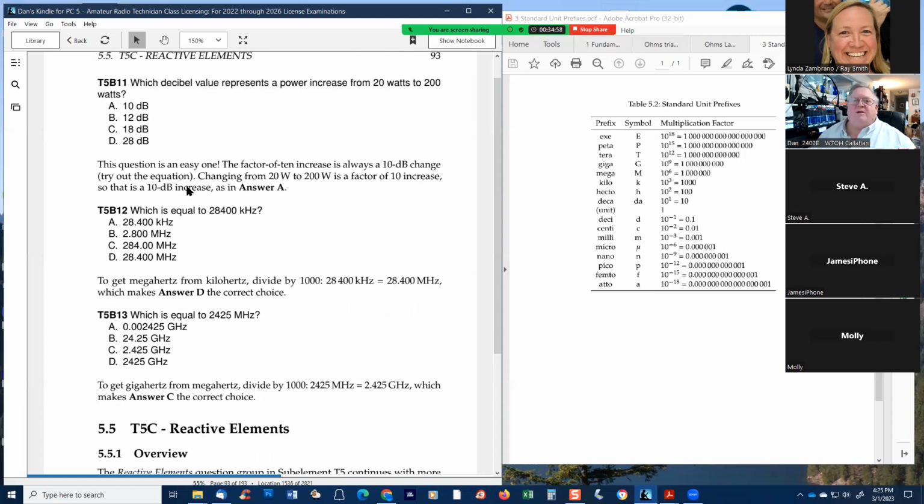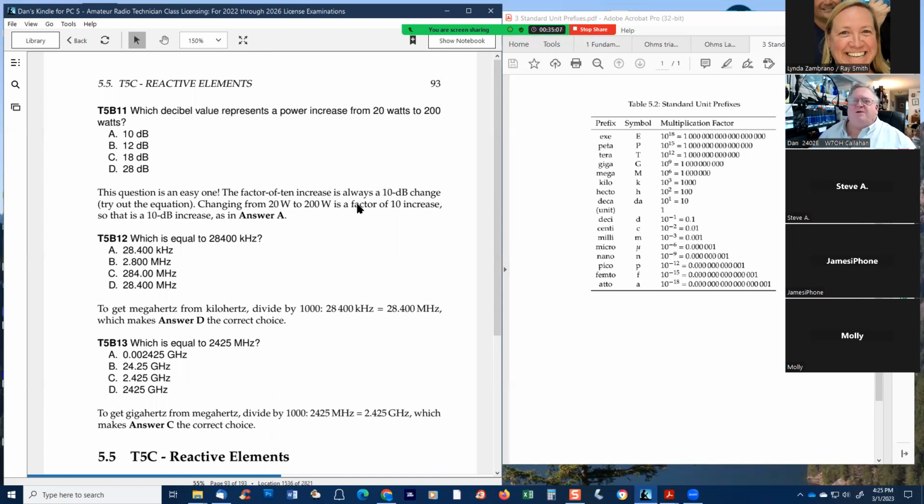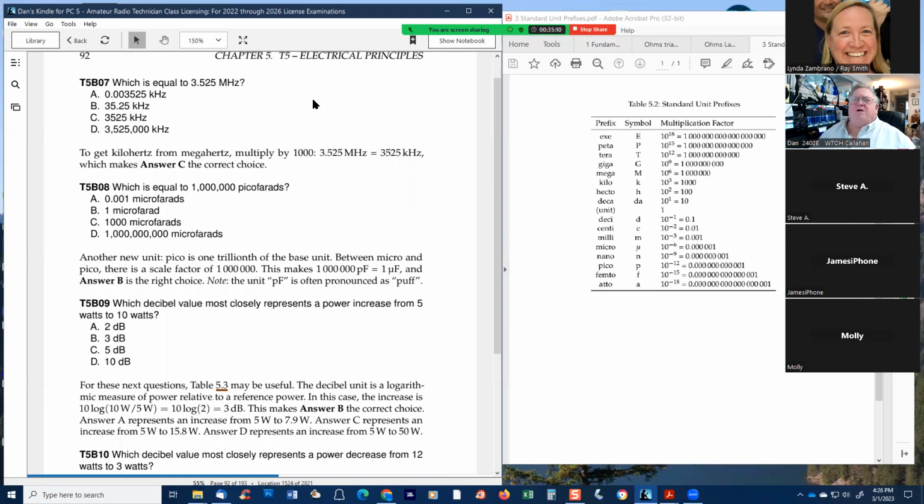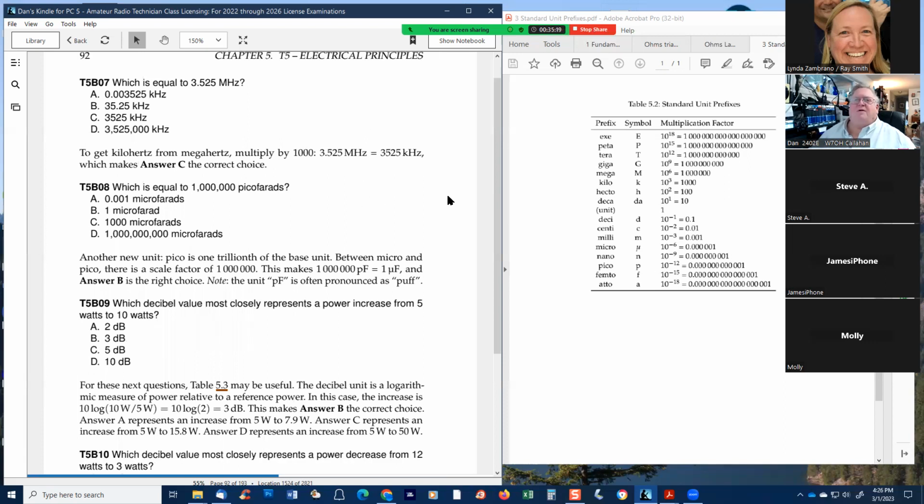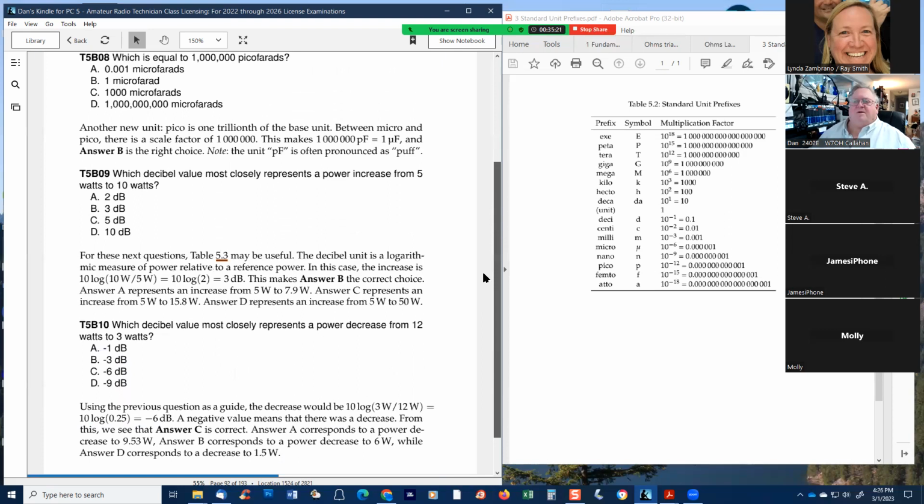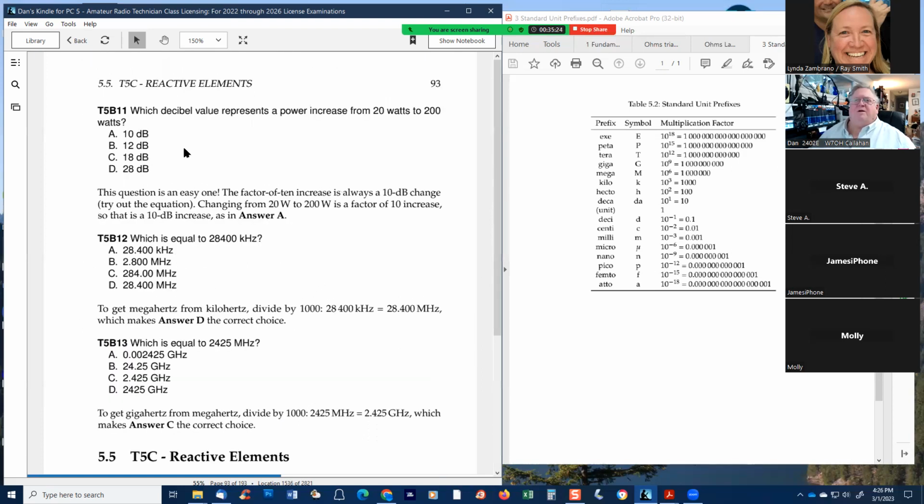What's the next one? Which decibel value represents a power increase from 20 watts to 200 watts? As I said, that's a factor of 10, and that's 10 decibels. So that one's easy to do. The doubling is where you are more likely to forget.